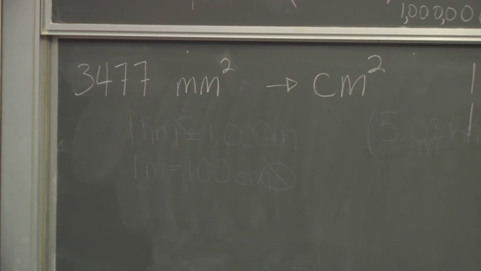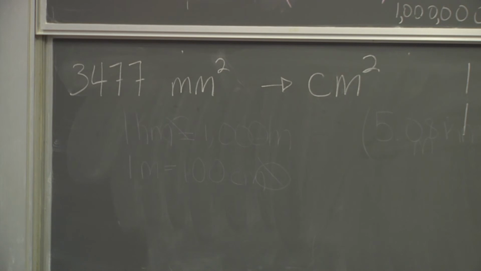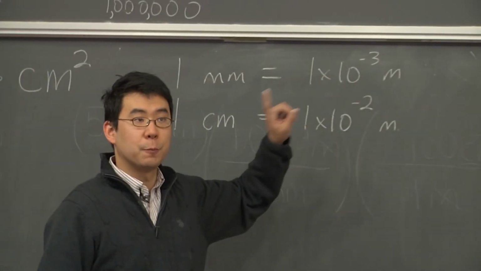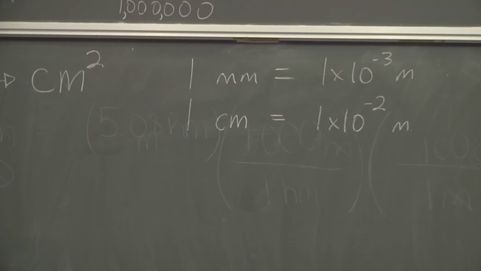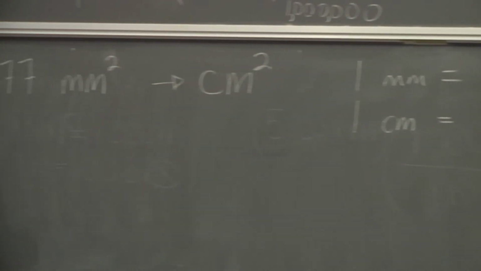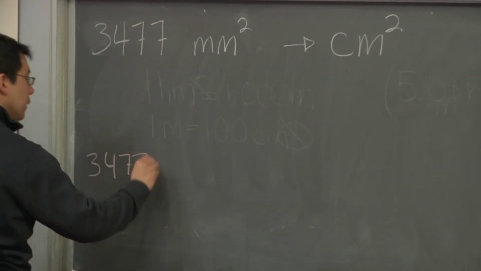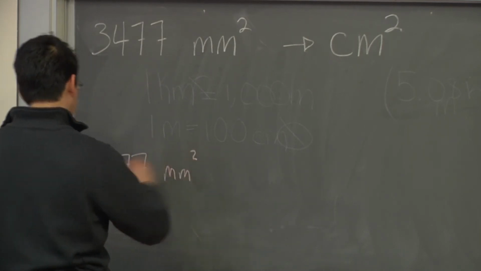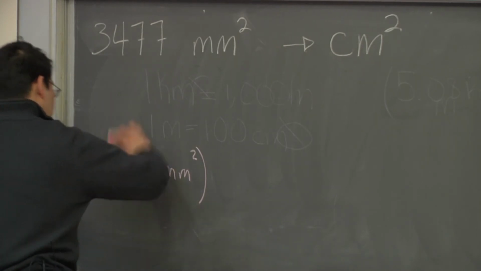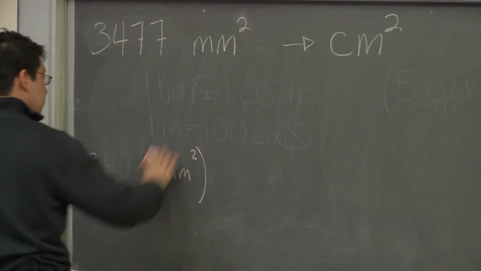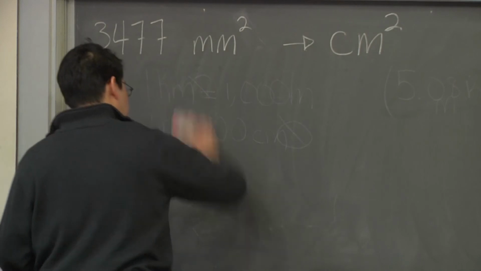Doesn't that mean that 100 millimeters is equal to 1 centimeter? Not quite. Not 100. The difference between this and this is just 1 power of 10. So it's actually 10. If you can work that, you can work that, but you don't need to, because we can do it this way. So we start with 3,477 millimeters squared. Can't you do 3.477 times 10 to the third? Yes, we can. Let's do that, just because the more scientific notation you work with, the better.